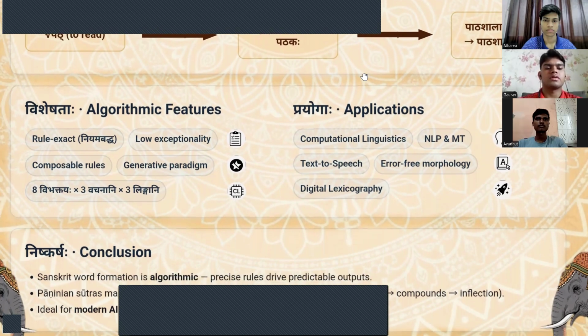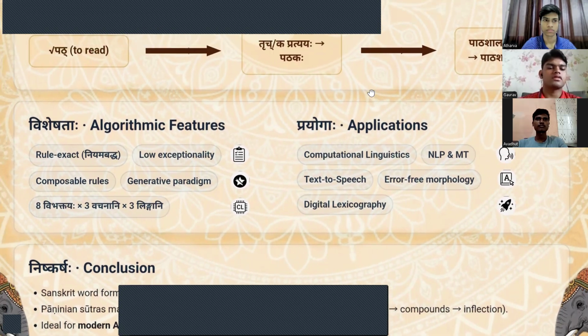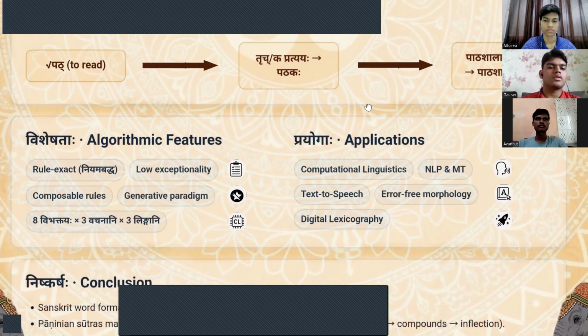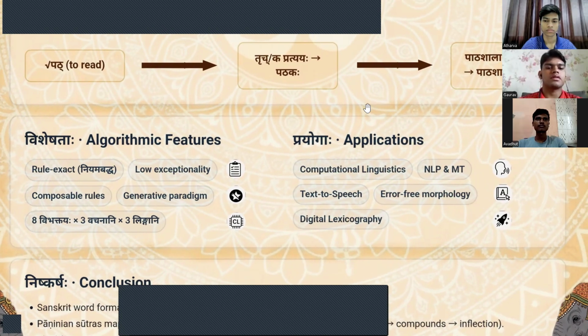Third is composable rules. Rules can be combined step by step, like dhatu plus upasarga plus pratyaya plus Sandhi. This modularity ensures that small parts can build into larger structures. Fourth is generative paradigm. From limited roots, an infinite number of words can be generated. This makes the system productive and efficient.